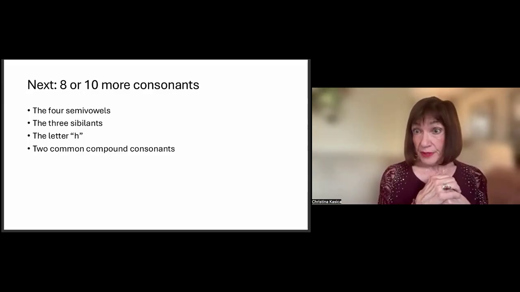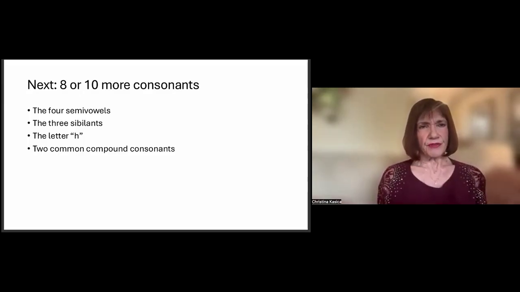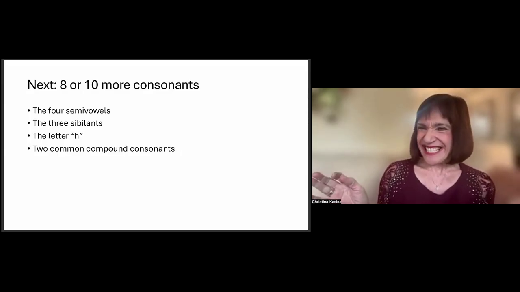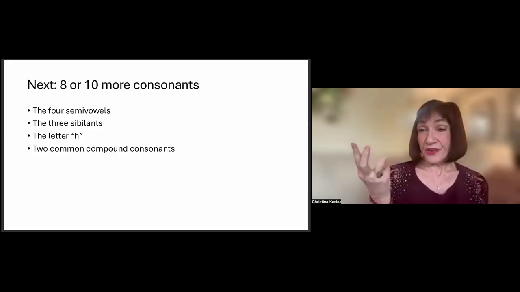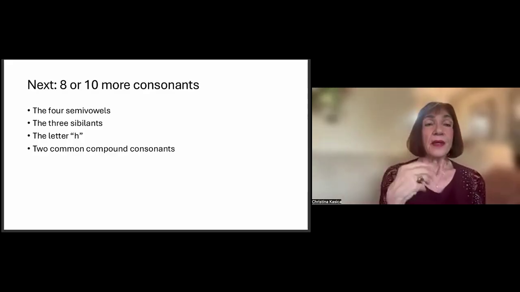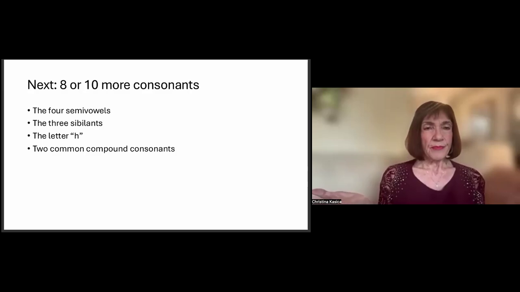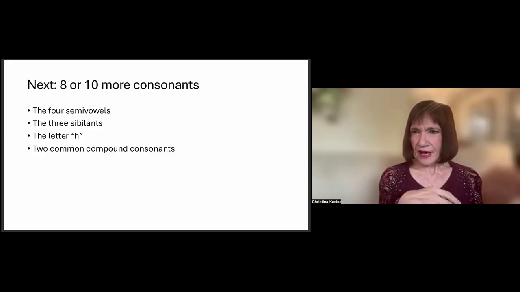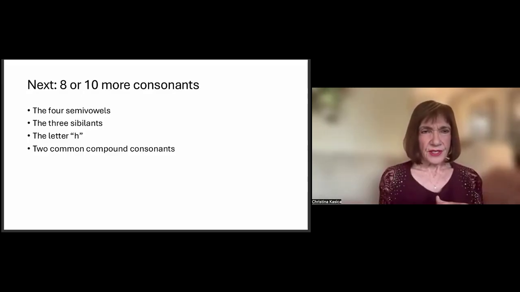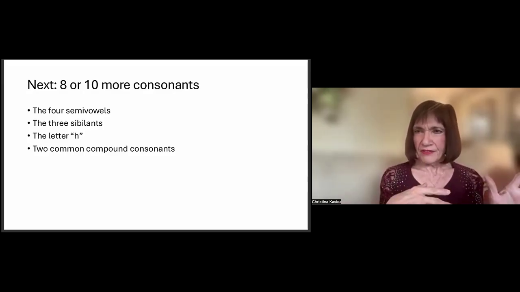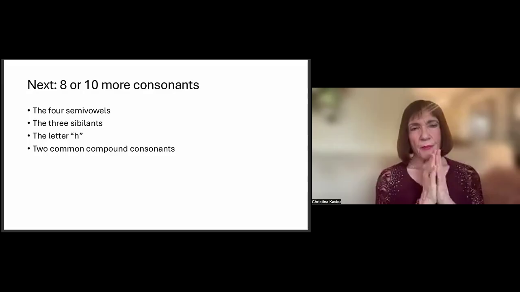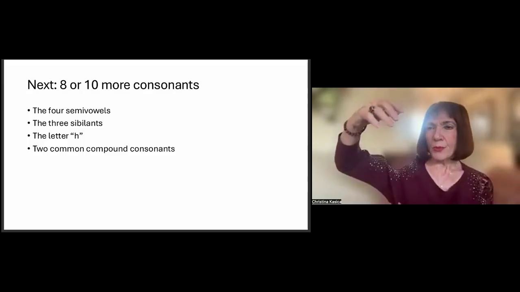Then there are the 3 sibilants, and sibilant is a linguistic term for an S sound, a hissing sound. So there are 3 different sibilants in Sanskrit. Then there's the letter H. It's all by itself. It doesn't really belong to any family. It's not a semivowel. It's not a sibilant. And it's not one of the main 25 consonants. So I call it the orphan letter, poor H. But there it is. And we just put it in the group with the sibilants.